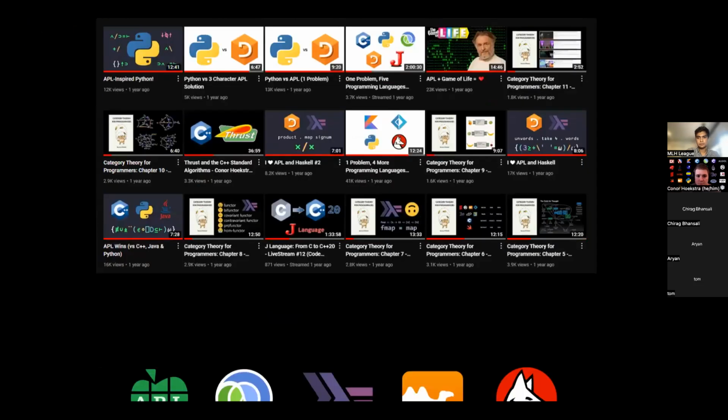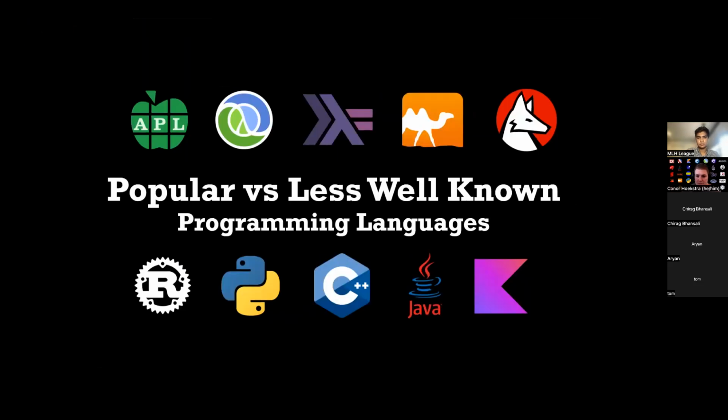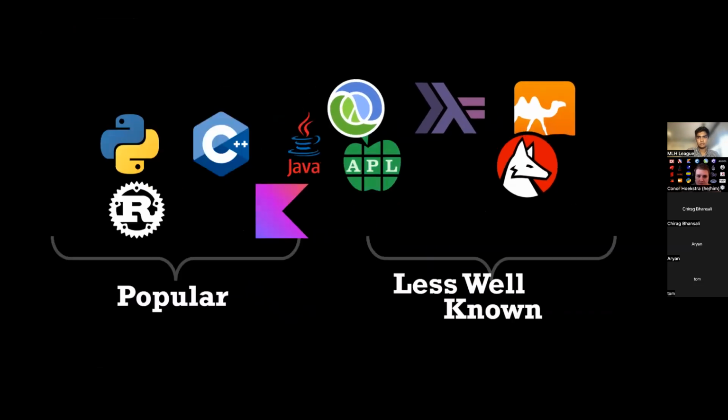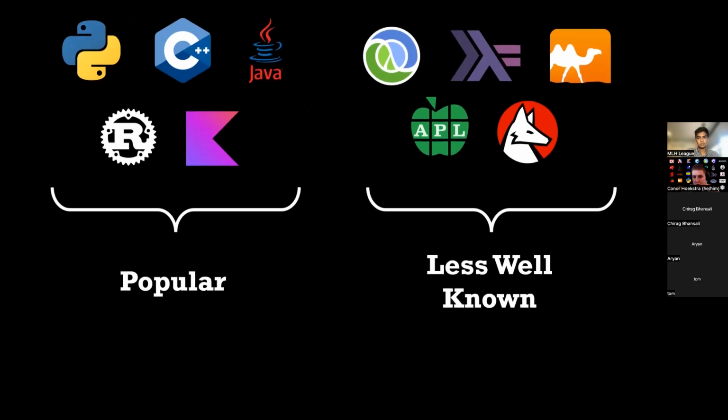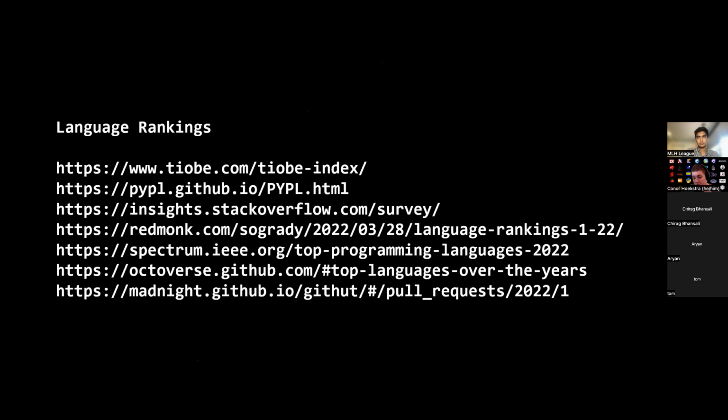So we're going to be comparing these 10 languages, and they can be categorized into popular and less well-known. So what makes a language popular? The metrics that I'm using are based on these things. I'm sure some of you have heard of these. There are a ton of programming language rankings out there. These ones listed, you can follow the links to them.